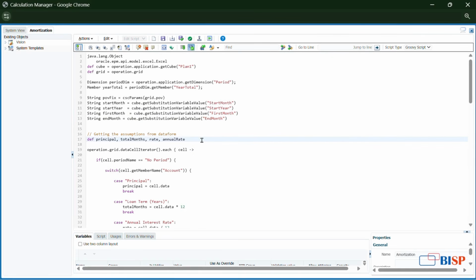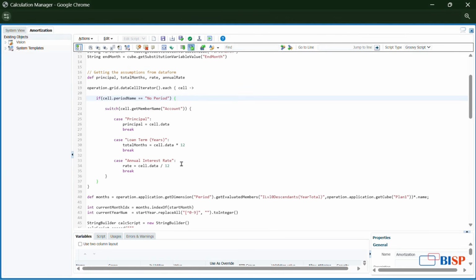Now we create variables that will store the loan assumptions. So we created principal, total months, and rate. Operation.grid.dataCellIterator, each. This loop reads every cell available in the form. If cell.periodName is equal to No Period, the assumptions are stored at the No Period intersection. So we only read data from No Period.